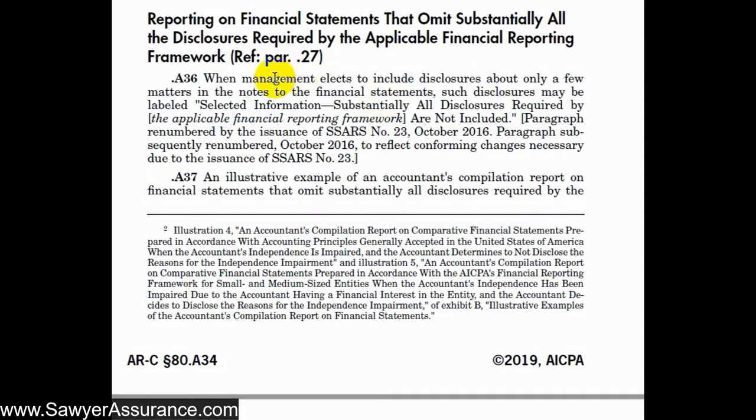And the third option would be this one, where the management decides to include only a few disclosures and to omit substantially all of the other required disclosures. And in that case, we would still include in our accountant's compilation report that they omitted substantially all of the disclosures. And in the footnote section of the financial statements, we would include this title to make note that management decided to disclose these particular items that they selected to disclose.